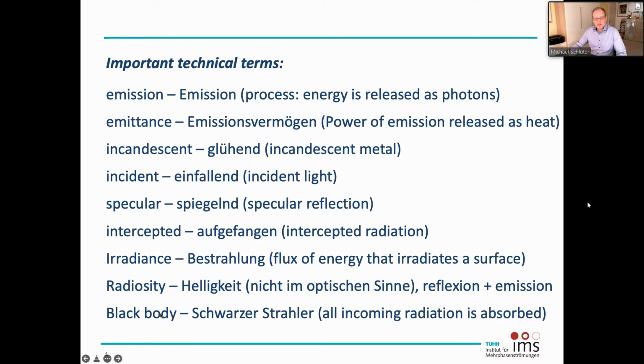And we already addressed last week the black body. This was a system that catches all incoming radiation. So all incoming radiation is absorbed. This is the so-called schwarzer Strahler in German. Yeah, so in German, schwarzer Strahler is a black body, and sometimes you find this schwarzer Strahler in textbooks and so on. So this is a black body.